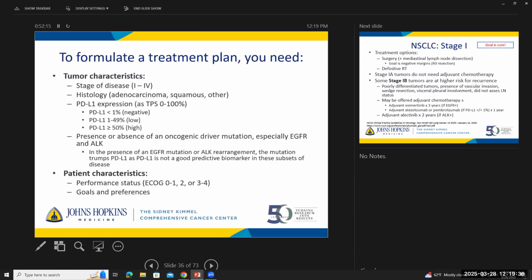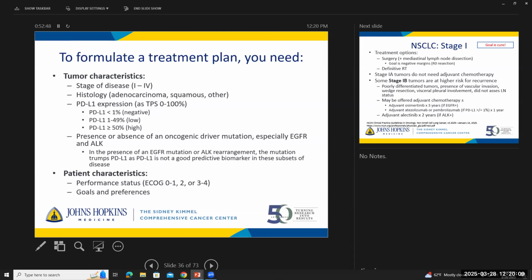Okay, so to review, when we are formulating a treatment plan, we're going to need the tumor characteristics and the patient characteristics, okay? This is an important slide. I would probably star this one, not because I'm going to directly test you on this, but if you don't understand this slide, you're going to have a hard time with the test questions, okay? So study this slide just so you have an understanding of how you're going about thinking of formulating a treatment plan. So first of all, stage of disease.